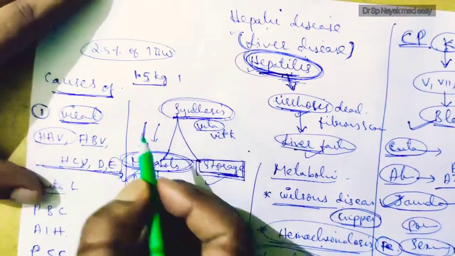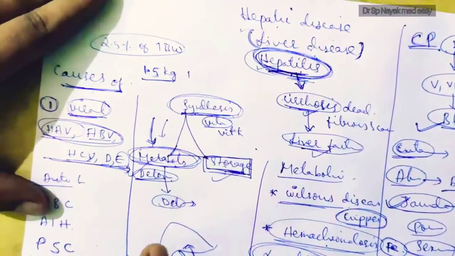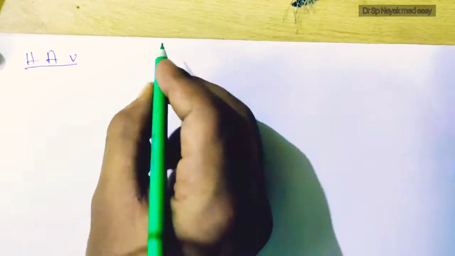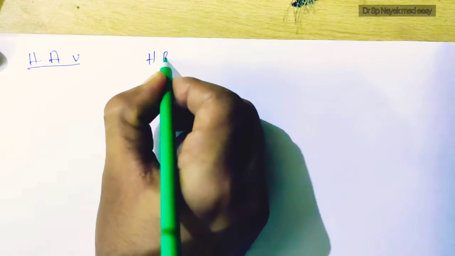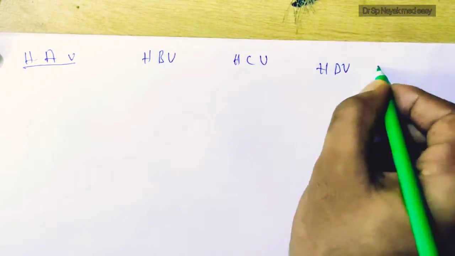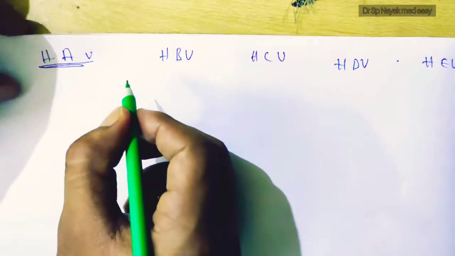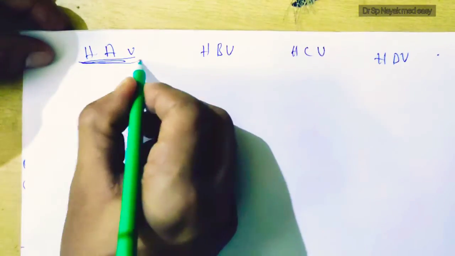Now let me tell you in detail about viral hepatitis. I'll explain viral hepatitis now. In viral hepatitis we have hepatitis A virus, hepatitis B virus, hepatitis C virus, hepatitis D virus, and hepatitis E virus. Okay, now let us discuss in detail hepatitis A virus.